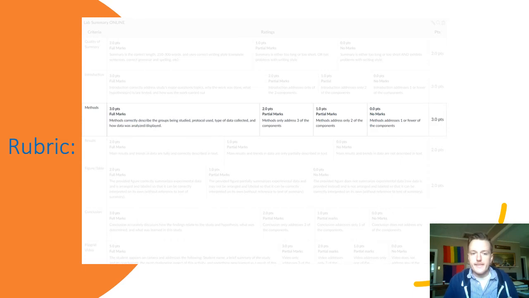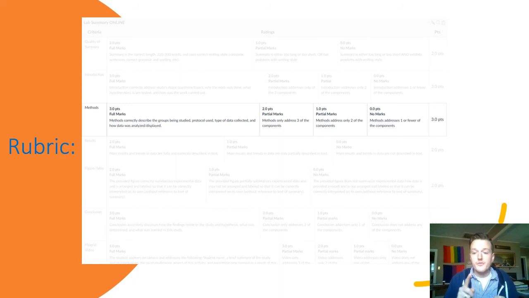So then in the methods, if this were a full scientific paper, you should be able to reproduce exactly the experiment that you did just from reading the methods, but that's not quite what we're looking for here. Don't just copy and paste from the lab manual. You're going to use up a lot of your word count, and you're going to have less time to talk about other things that may be good.